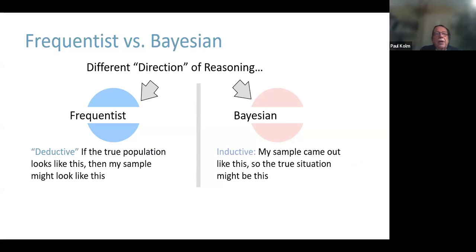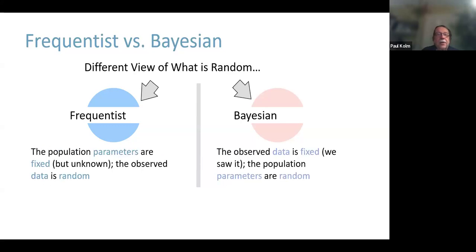There's a difference in reasoning. The frequentists are deductive. Bayesians are inductive. That is, the sample is what we have, so the true situation might be this. In other words, you're going to look at the differences in what is random.